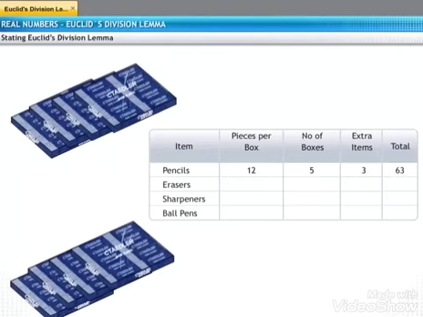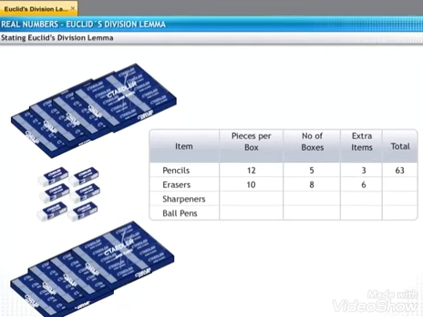Each box of erasers has 10 erasers, and Mr. Chatura has 8 such boxes. This means that there are 80 erasers in the boxes. He also has 6 extra erasers. Thus, the total number of erasers he has is 86.